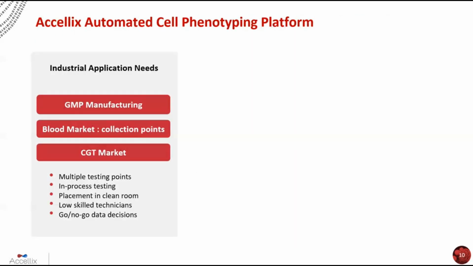So for an industrial application, what we need is a platform that can go into GMP manufacturing, allows testing at the collection point for the blood markets, and also addresses cell and gene therapy markets. The main use here is multiple testing points, in-process testing. We can have placement in clean rooms, with low-skilled technicians running the assay and interpreting the data. And most important here is providing go, no-go data decisions.